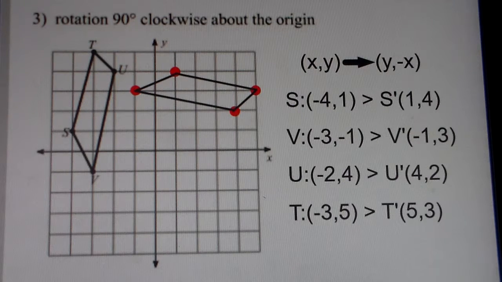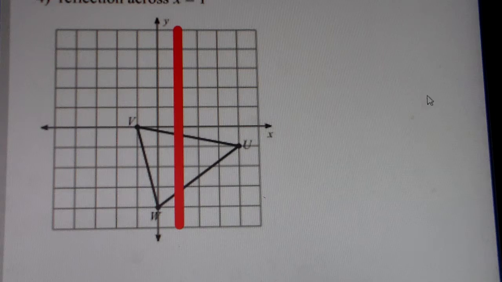That's rotated 90 degrees clockwise. Let's move on to the next one. Number 4. We have to reflect this guy across the x=1 axis. So that's this red line here that I put in.